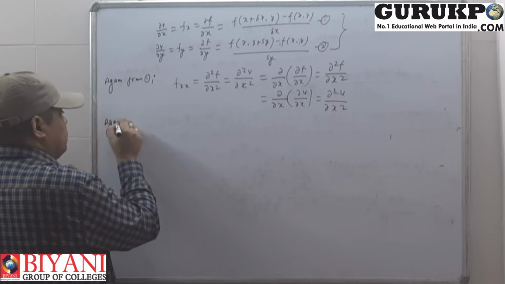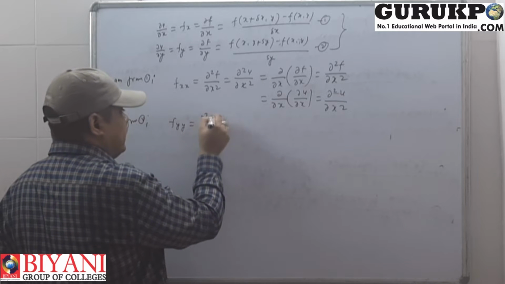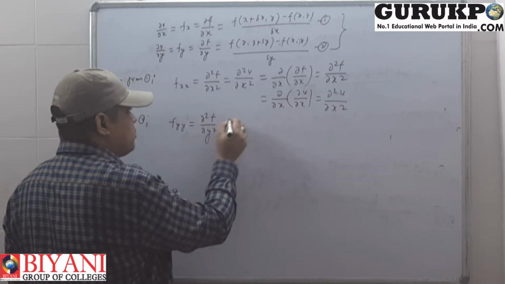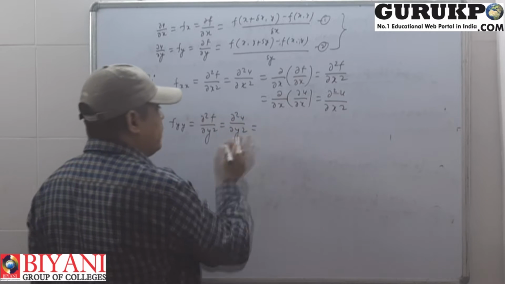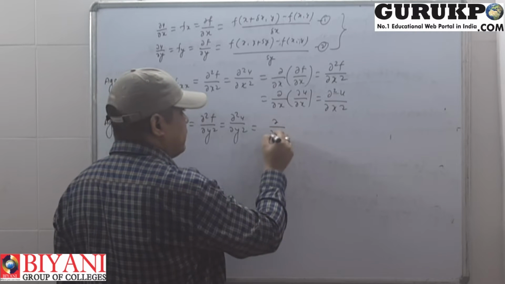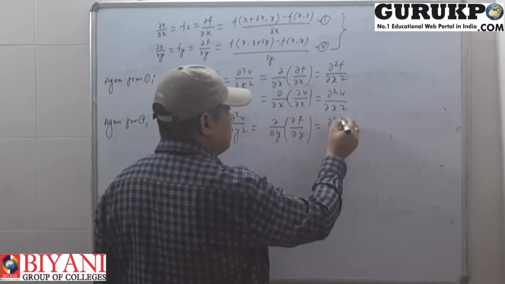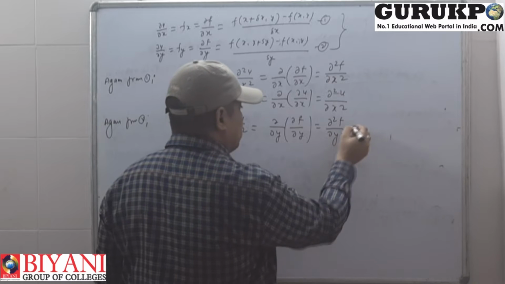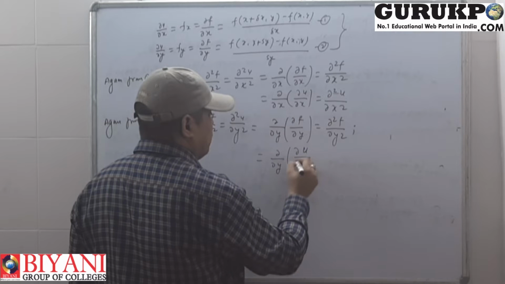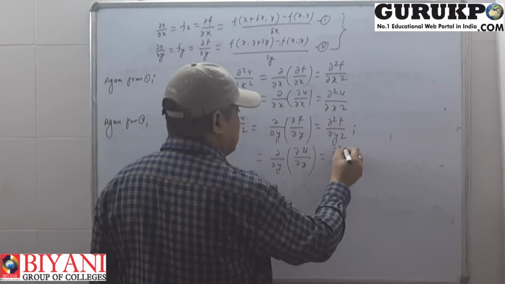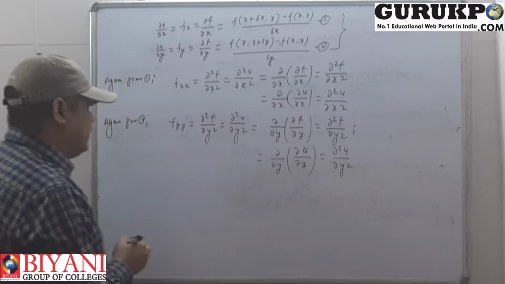And again from 2, f of double y, or del 2 f by del y square, del 2 u by del y square, is equal to del by del y of del f by del y, which is del 2 f by del y square. And similarly del by del y of del u by del y is the second derivative del 2 u by del y square.